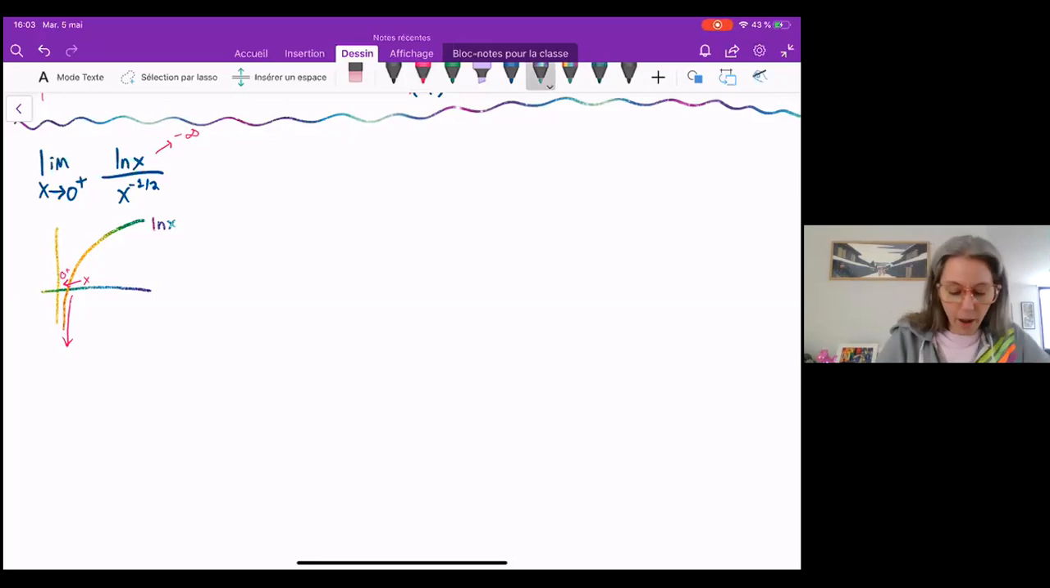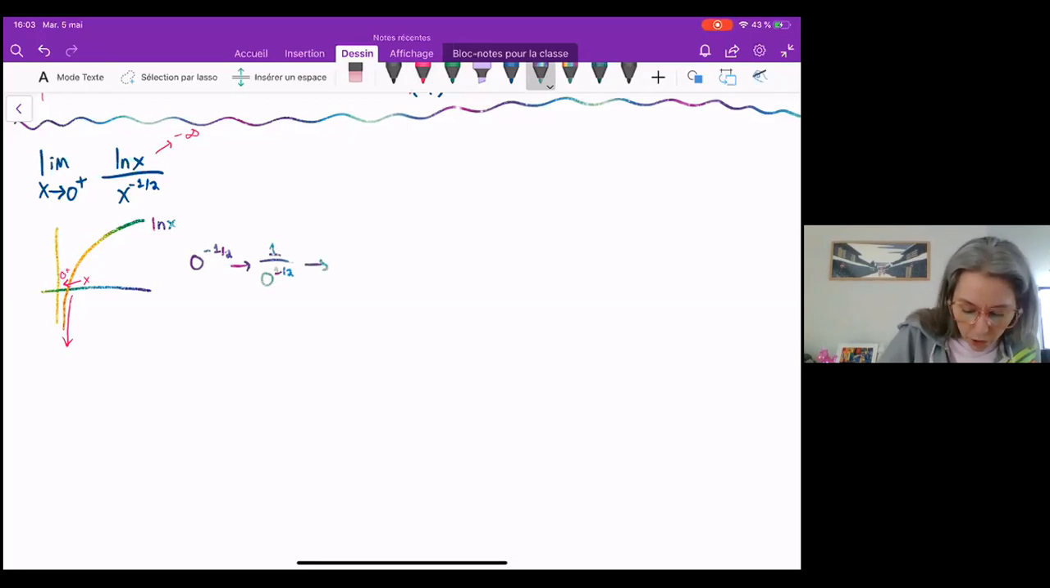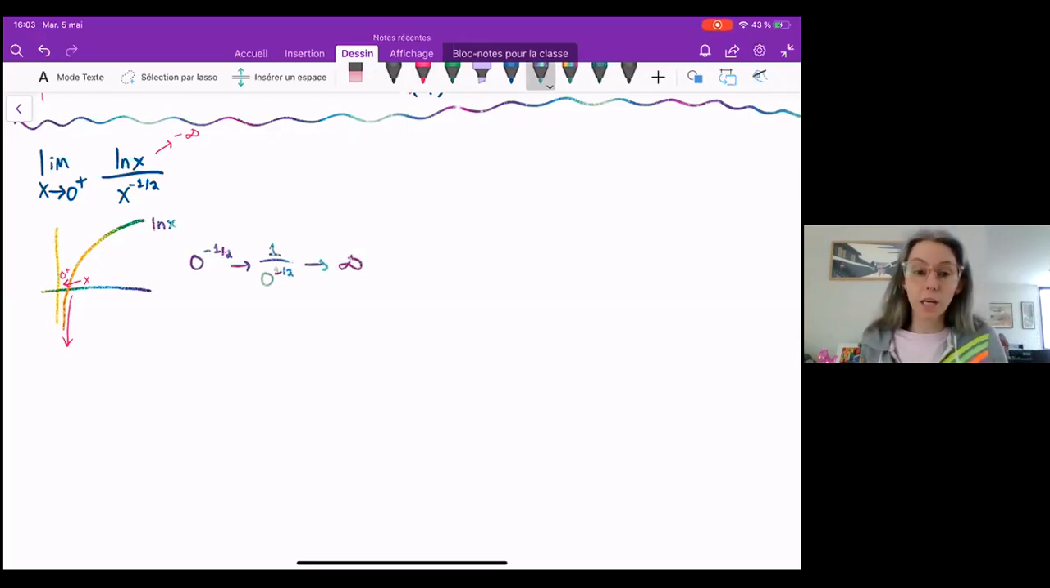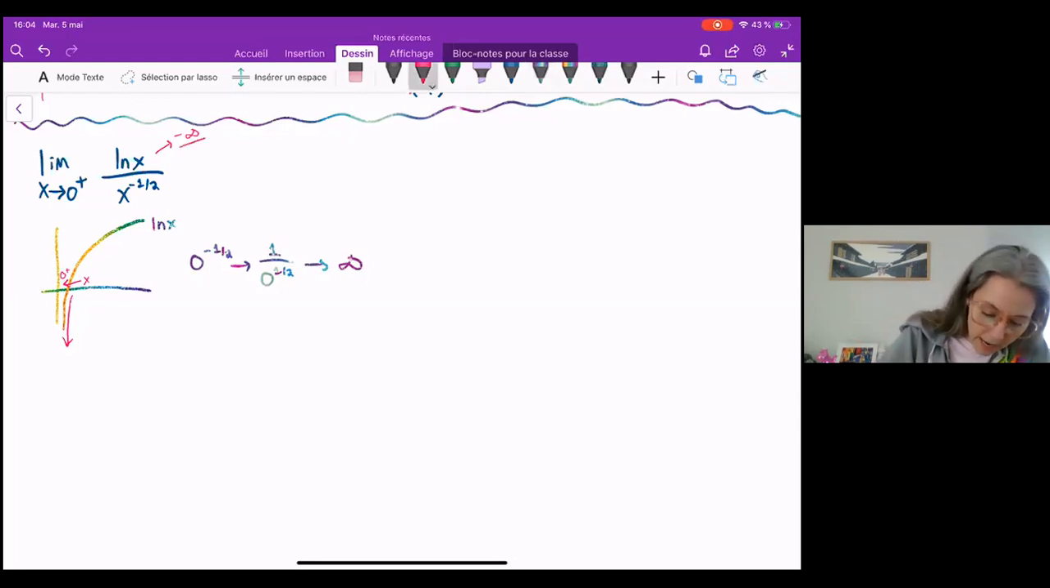Now let's think about 0 to the negative 1/2. What's going on there? Remember, negative exponents mean 1 divided by. So this is actually the same thing as 1 over 0 to the 1/2, which is just going to infinity. I know that it's going to be positive infinity because we said 0 from the right, which means 0 from positive values. So if I were to plug in a positive value, I would get something positive. This is going to infinity. So this is negative infinity over infinity, which means I can apply L'Hopital's rule.